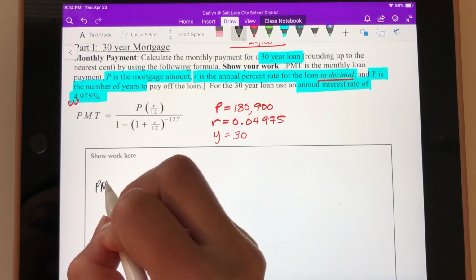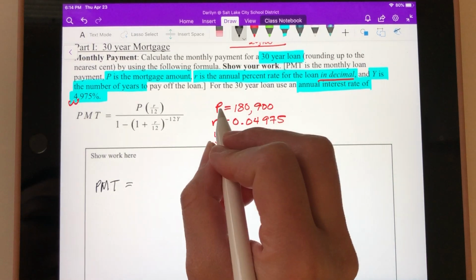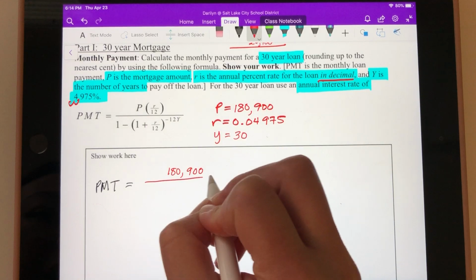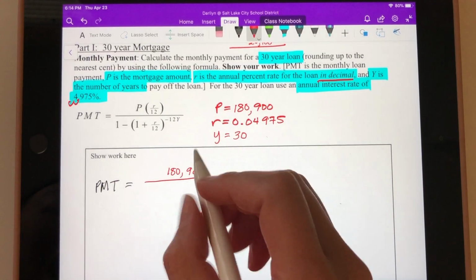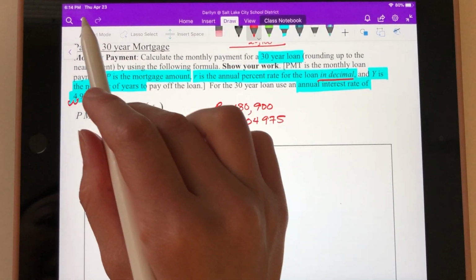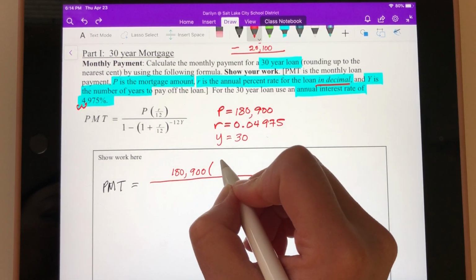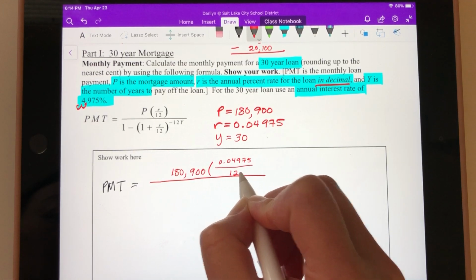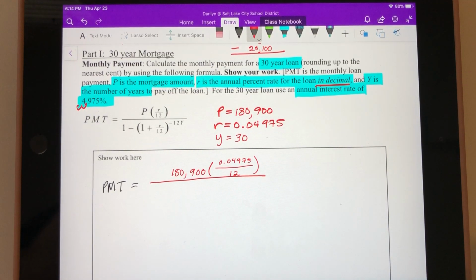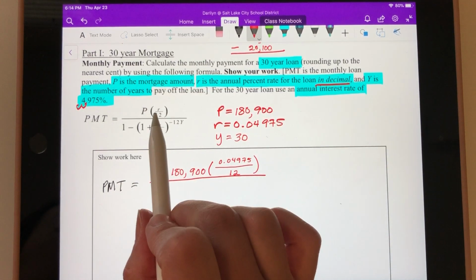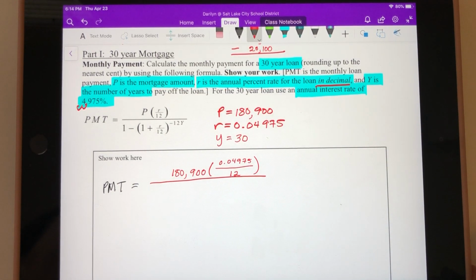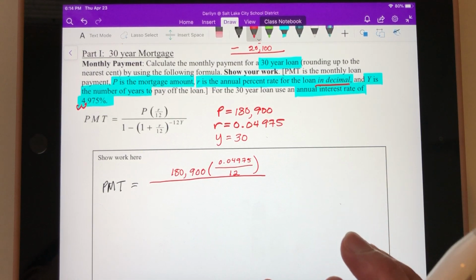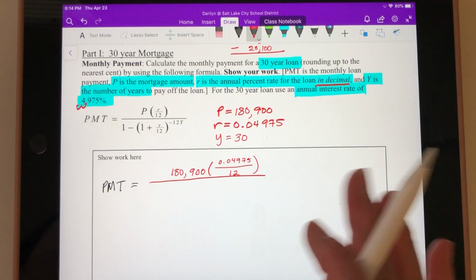I know my PMT, my monthly payment, is going to be my p-value, 180,900 divided by, p-value times R over 12. I'm getting ahead of myself. R over 12, so times 0.04975 over 12. Now the reason it's 12 is because there's 12 months in a year. So that's where we're getting all those 12s. I have three 12s happening because we're calculating our monthly payment. If this is going too fast for you, pause the video, take the notes you need, put it on your paper, whatever. Go ahead and rewind if you need.